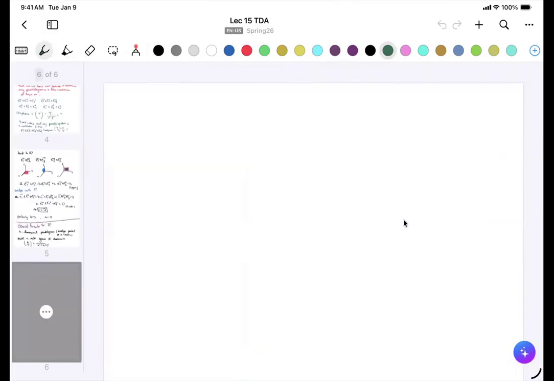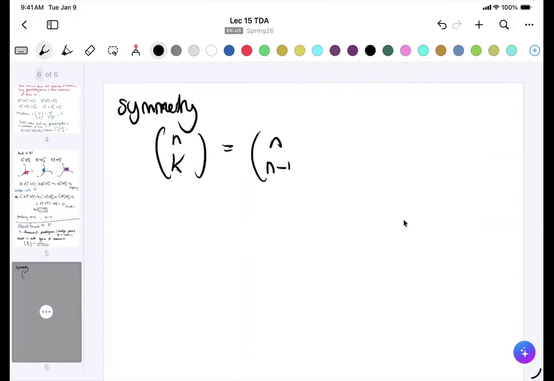There's a symmetry that n choose k is the same as n choose n minus k. And so there are as many k-dimensional things as n minus k-dimensional things. So they are of complementary dimension.